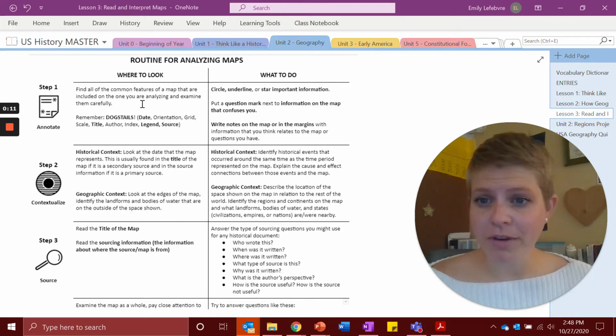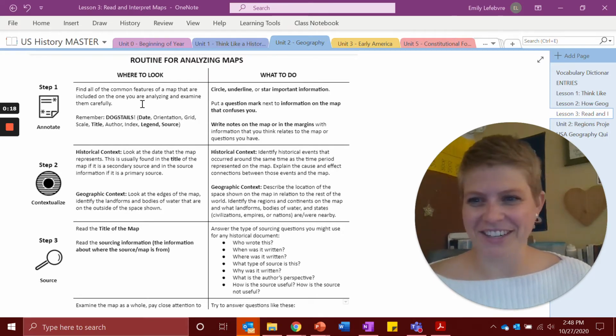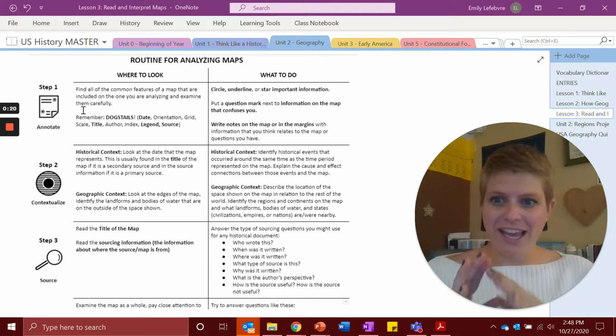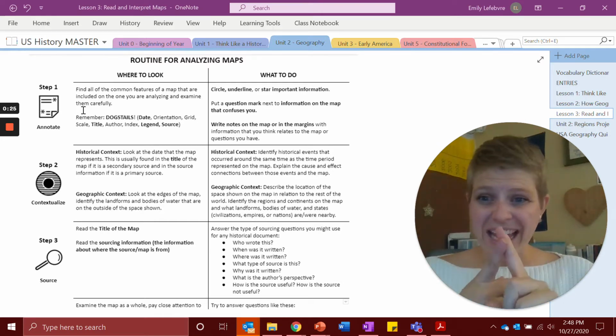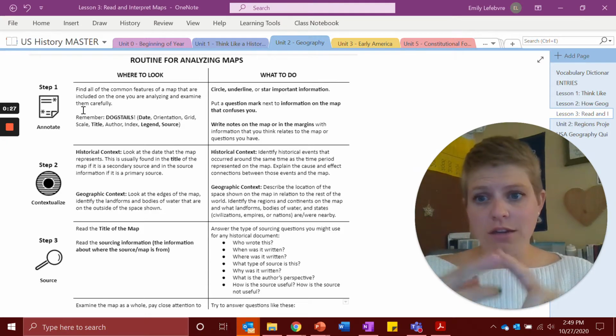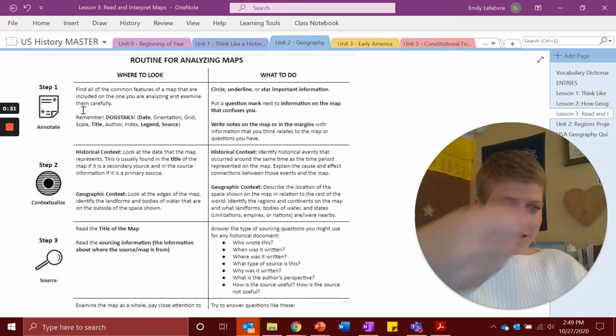Find all of the common features on the map that you are analyzing and examine them carefully. Remember, dog tails. This helps you remember to look for all the stuff. Especially important is the date, right? When was this map created? The orientation, right? What direction is it facing? Is it going north, east, south, west?